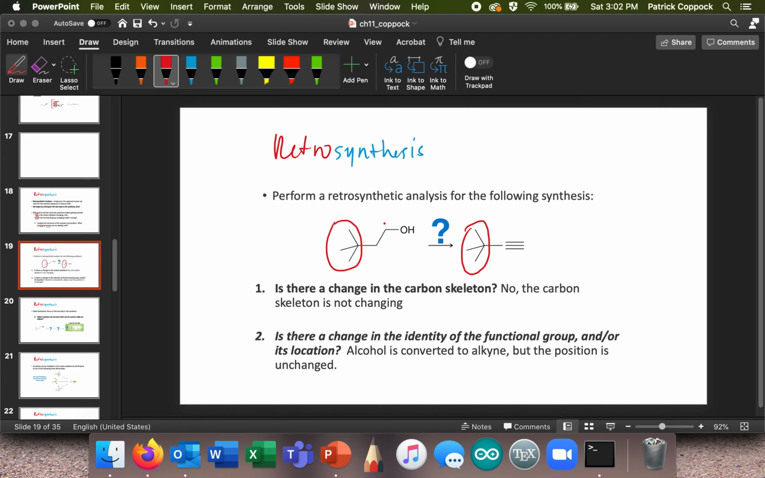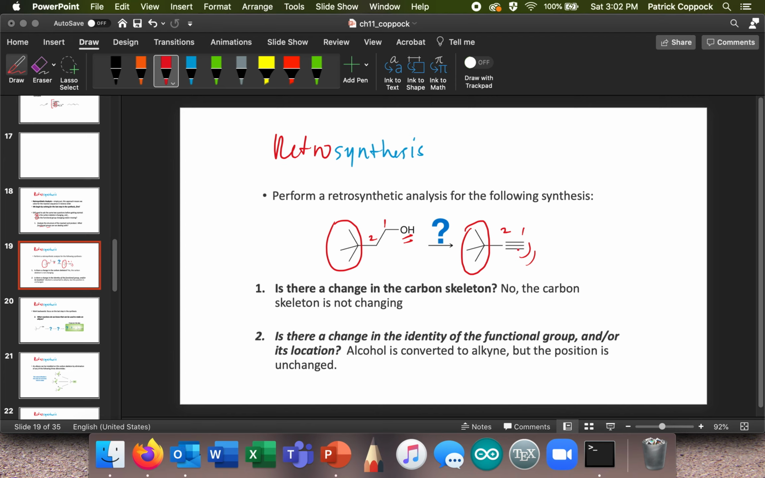But I'm going to go here and say carbon 1, carbon 2. And here I'm going to say carbon 1, carbon 2. Okay, so far so good. There's no change in the carbon skeleton. Now, is there a change in the functional group? Yes, the answer is of course, right? We have an alcohol here and we have an alkyne here, right? So definitely there's a change there.